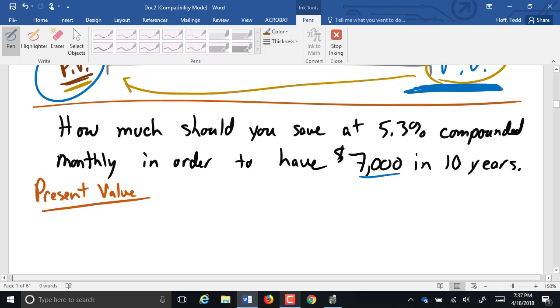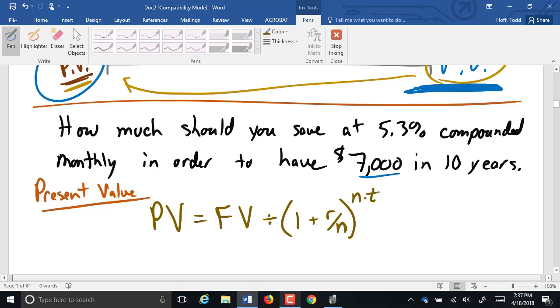So our formula now, instead of future value, it's present value is equal to the future value. And here's the only difference in the formula. Instead of times, it is divide. We're going the other direction. Parentheses, 1 plus r over n, close parentheses, the power of n times t. The exact same formula, the only difference is this is divide instead of multiply.